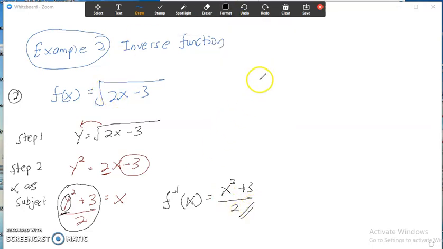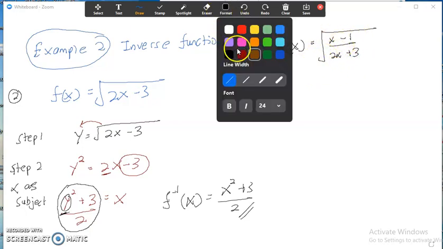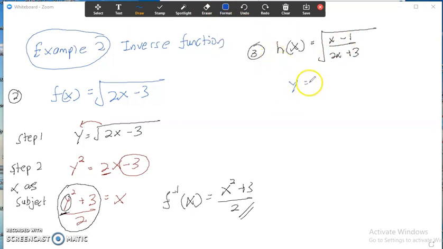Let us do a bit more complicated question, number 3. Now let us use h(x), and then here will be the square root of (x minus 1) over (2x plus 3), let's say. Now we have to inverse this function. Same steps. Now we have y equals the square root of (x minus 1) over (2x plus 3).